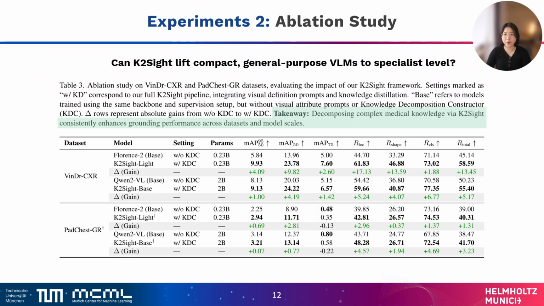Next, we studied whether K2Sight can lift compact general-purpose VLMs towards specialist-level performance. When removing the knowledge decomposition module, performance drops consistently across datasets and backbones, including the more challenging PET-CHESS-GR. This confirms that knowledge decomposition is crucial for both performance and generalization to known and unknown diseases.